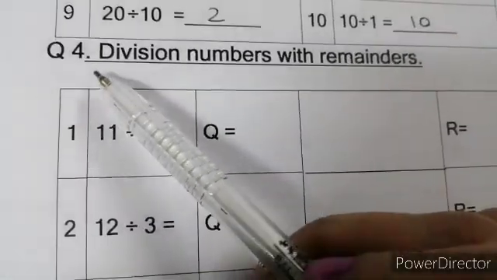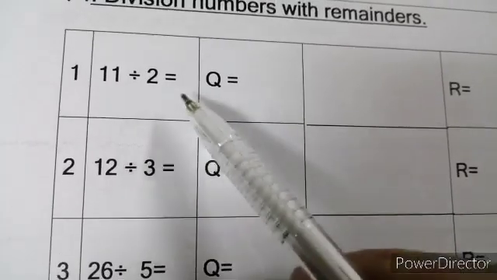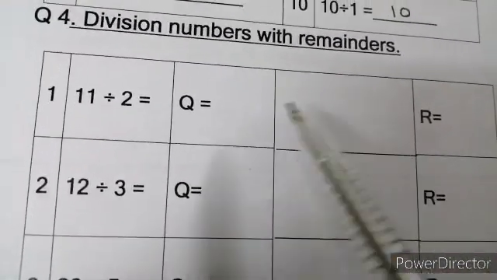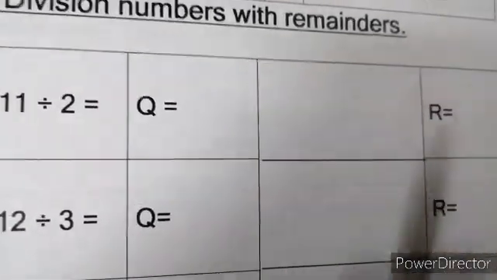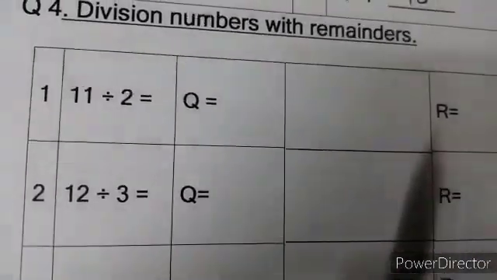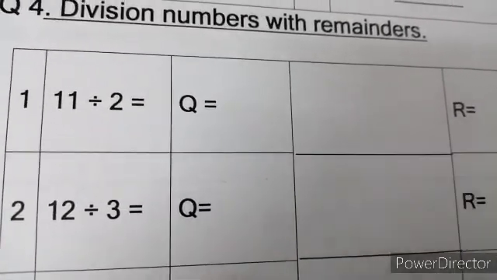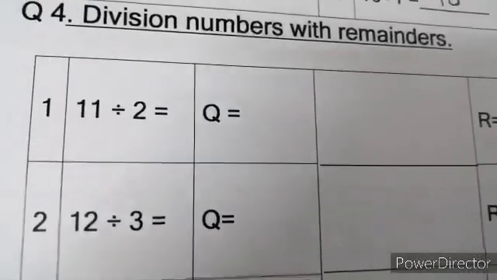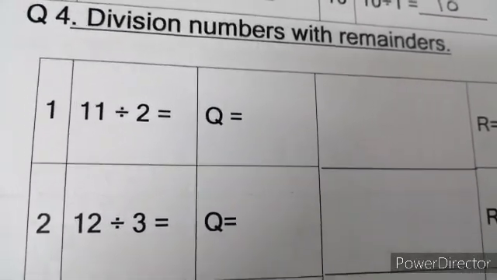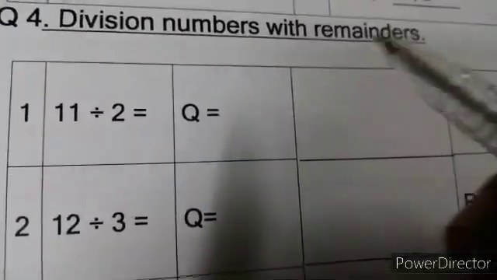Now let's do question number 4, division of numbers with remainders. 11 divided by 2. We have to do the division, write the quotient here and the remainder this side. What is a remainder? Do you remember? Remainder is the number which is left out after we make equal groups. Division is making equal groups, right? So if there are some numbers which are left out, which we cannot make into groups, they are known as remainders. So let's do the division and find out the remainder for this.